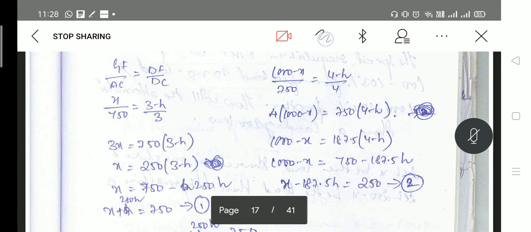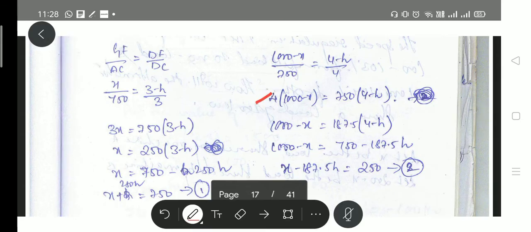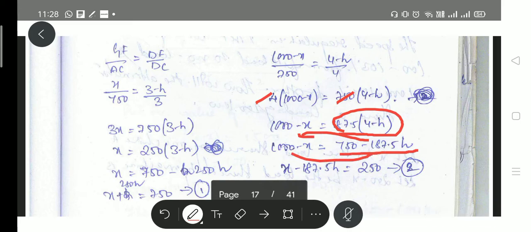Then we can divide 750 by 4, and we will get 187.5. Cross multiplying, we will get 750 minus 187.5H. From this, X minus 187.5H, taking H to this side and 1000 to this side, we will get X minus 187.5H is equal to 250. This is the second equation. From these two equations we can calculate the H value.